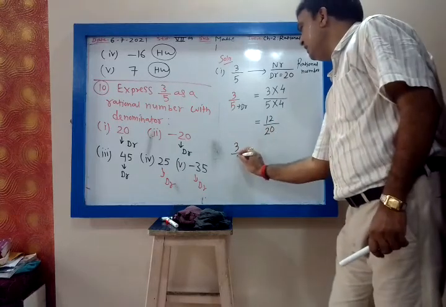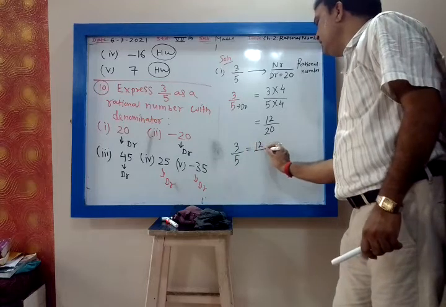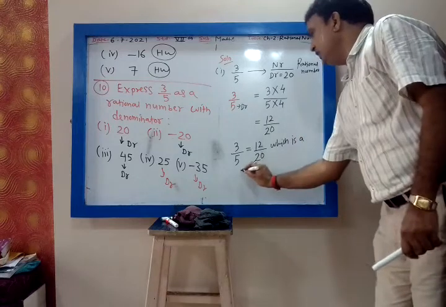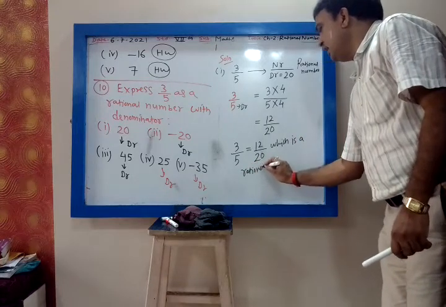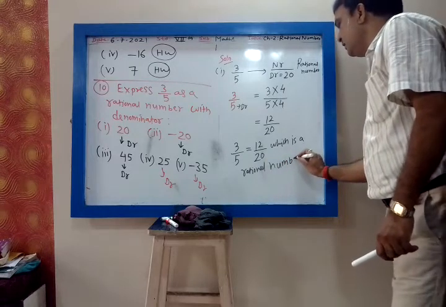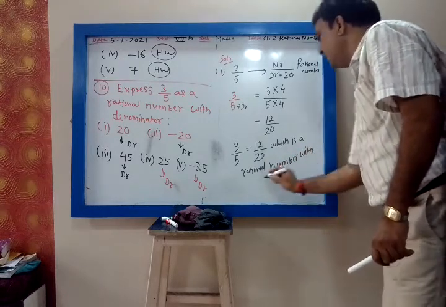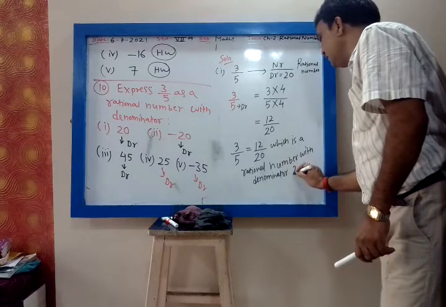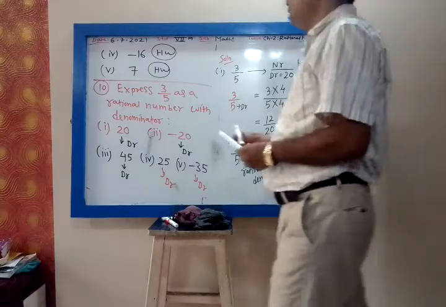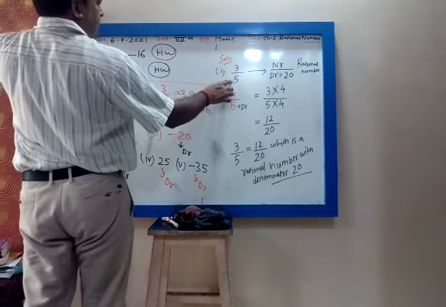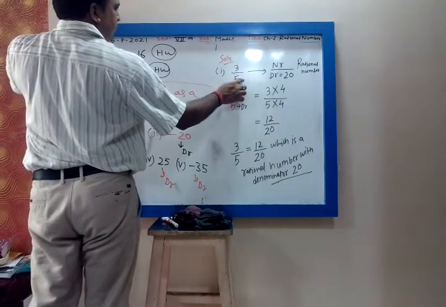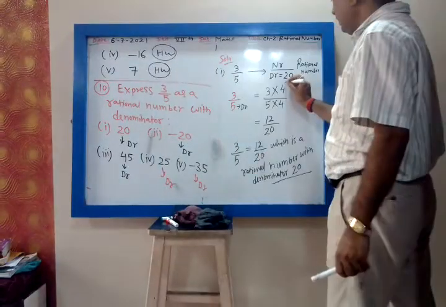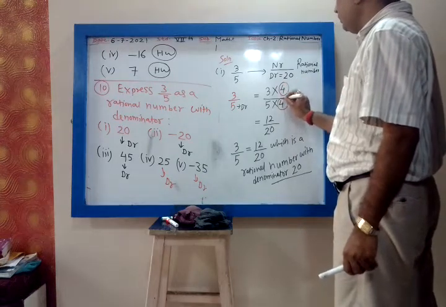So 3 upon 5 I have written as 12 upon 20, which is a rational number with denominator 20, because in the question it is asked to find the rational number with denominator 20. So 3 upon 5, you want plus 20, so multiply numerator by 4 and denominator by 4.